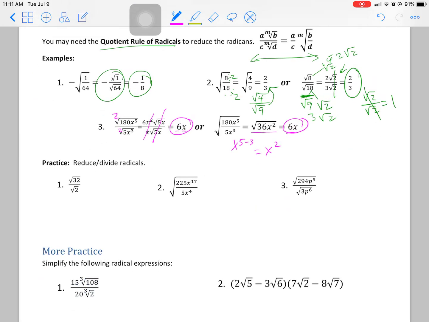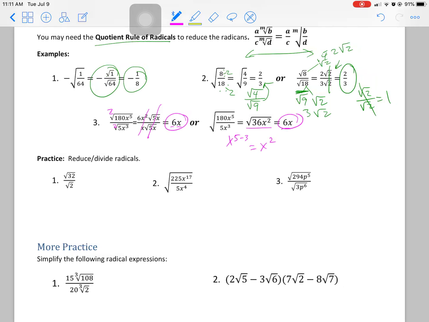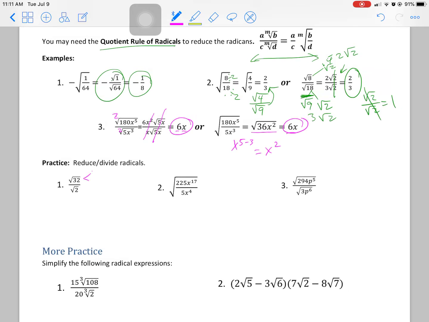So I may do them the same way as you or not. If it springs to mind both ways, I'll try to put both down here. But for this one here, square root of 16, square root of 2. So this is going to be 4 square root of 2 over square root of 2, which is 4, right? Or convert that to 32 over 2, which equals 16, which equals 4. Either way, okay?